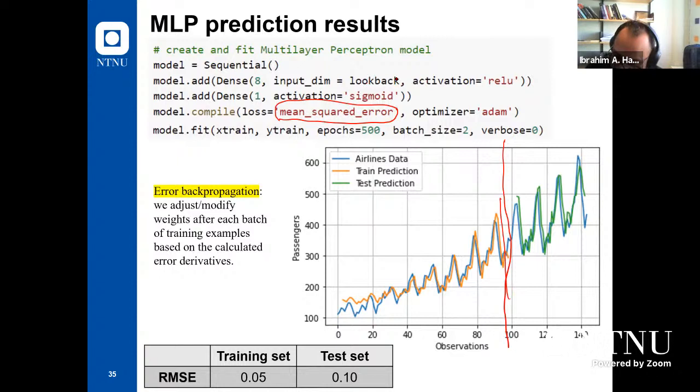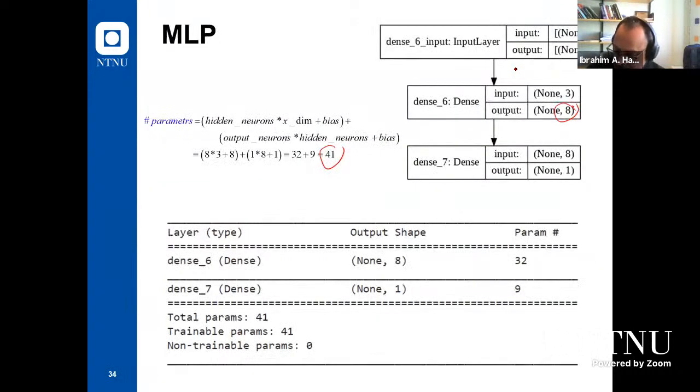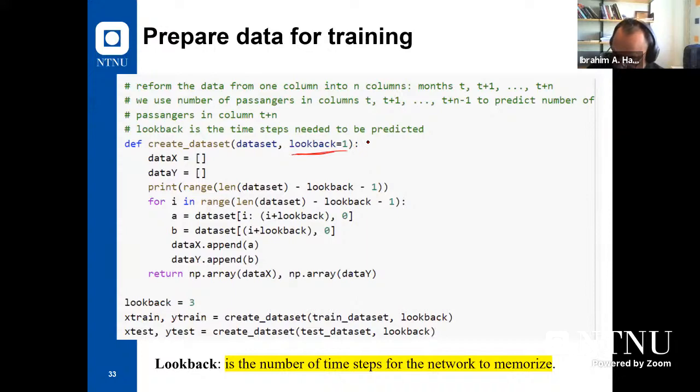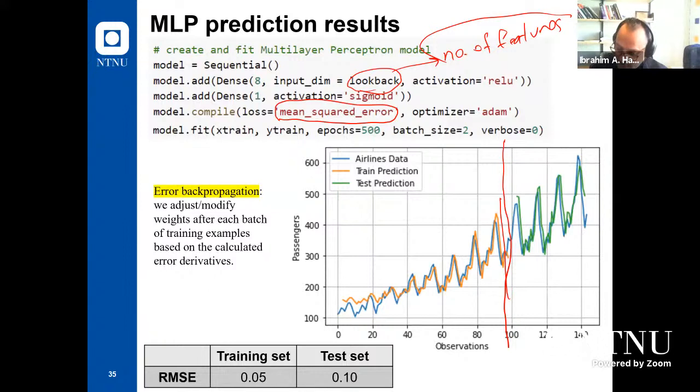Input dimension, in fact, I need to modify this one. This one will be number of features. So input dimension, as we know, will be number of features, right? So number of features here will be 3, for example. So in this case, we need to change this one into number of features. We calculate root mean square error for training and for testing, and we have those numbers, right?